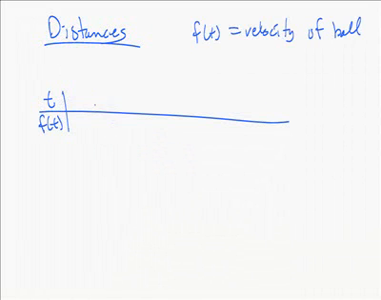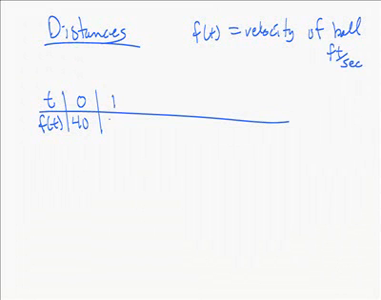Alright, so let's say at t equals 0, when we strike the ball, the ball is traveling at, say, 40 feet per second. That's moving pretty fast, so you hit it pretty hard.